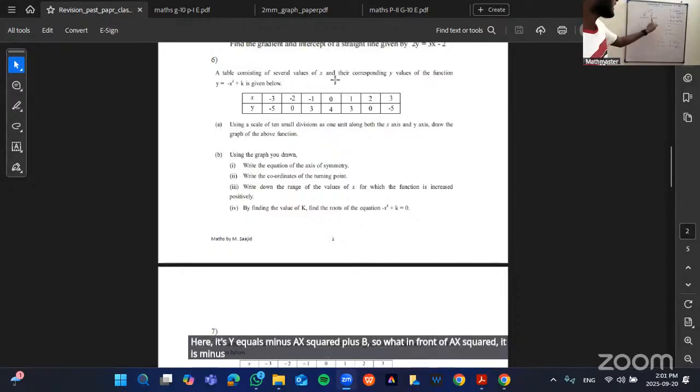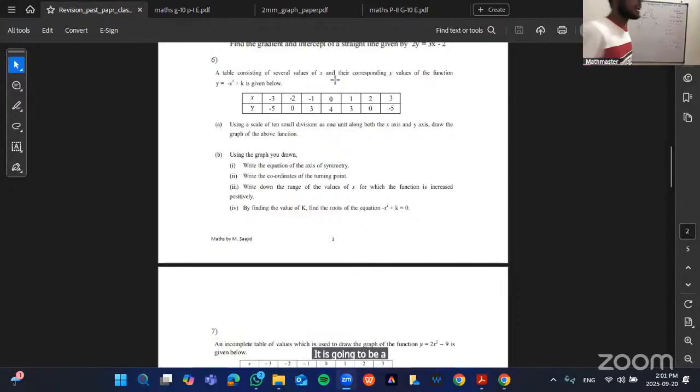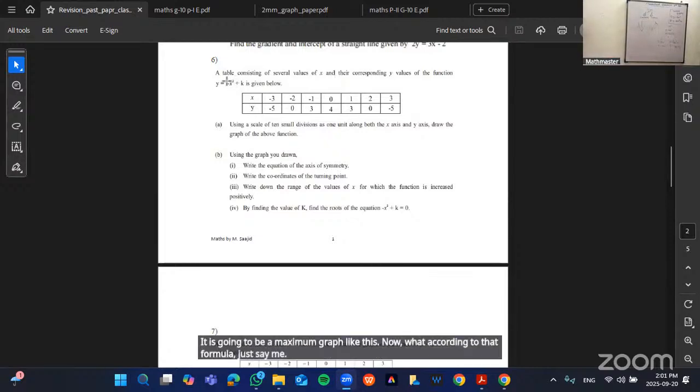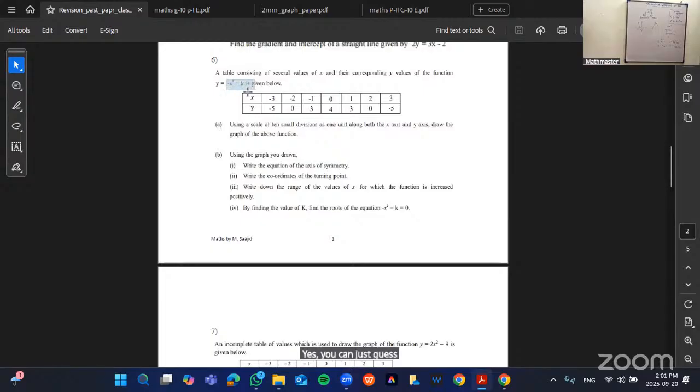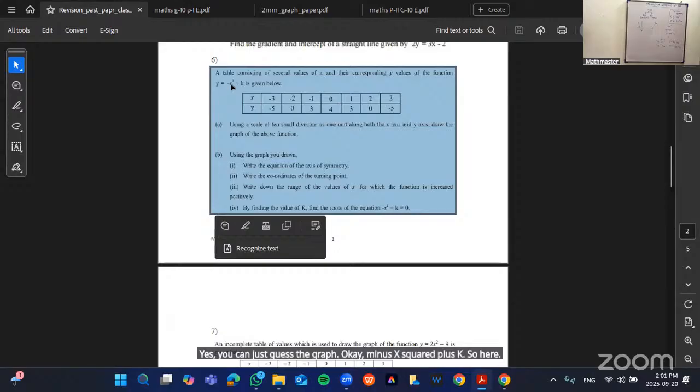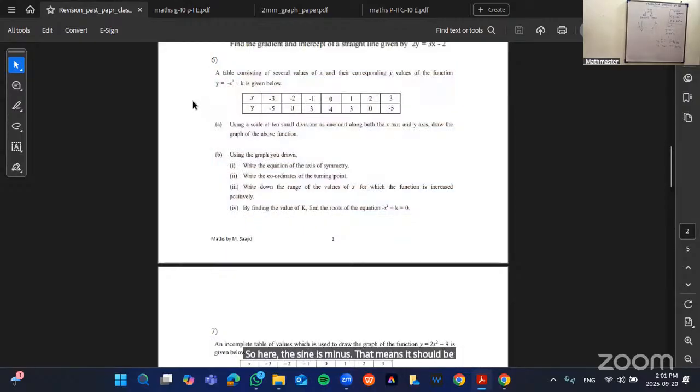That means it is going to be a maximum graph like this. Now, according to that formula, you can just guess the graph. Here it is minus x squared plus k. So here what x squared means is ax squared. So here the sign is minus. That means it should be what graph?